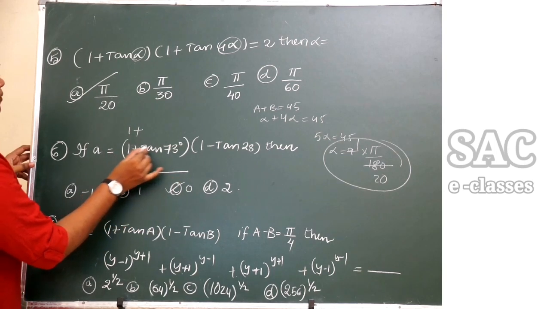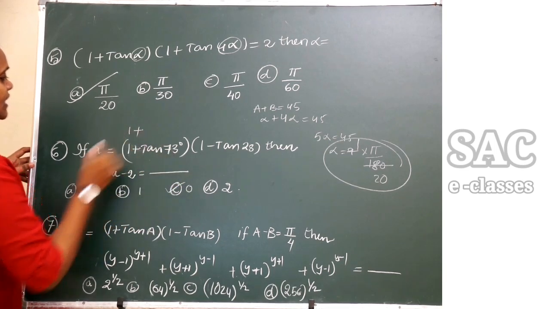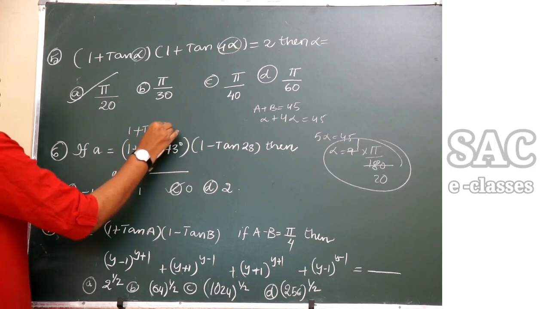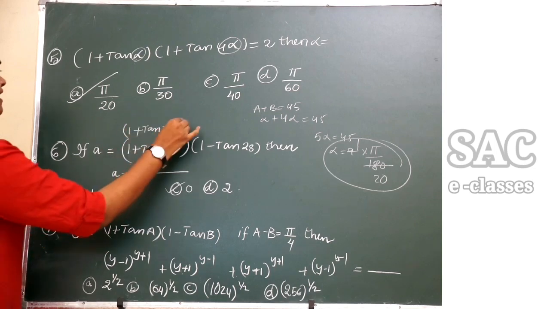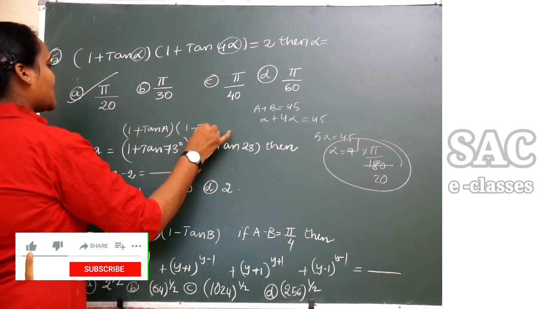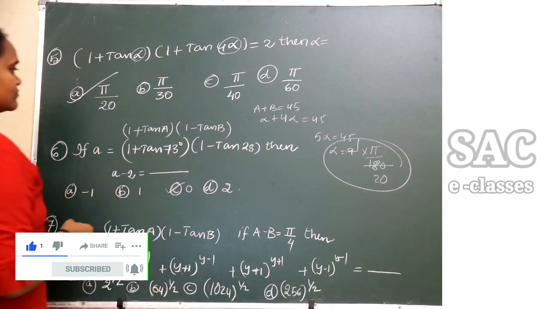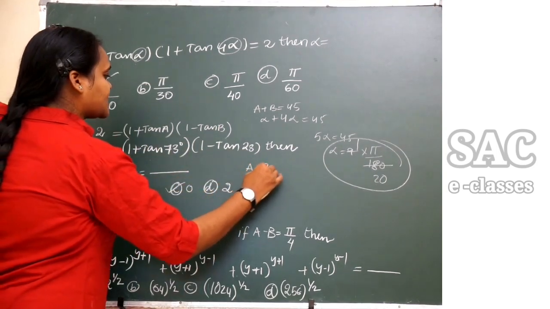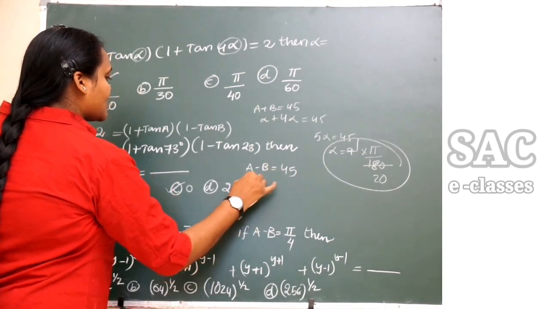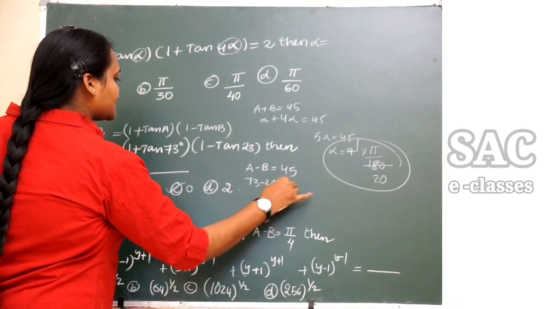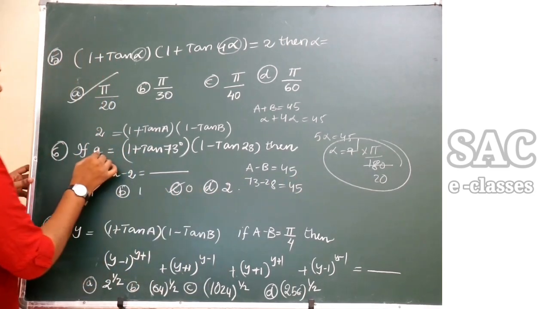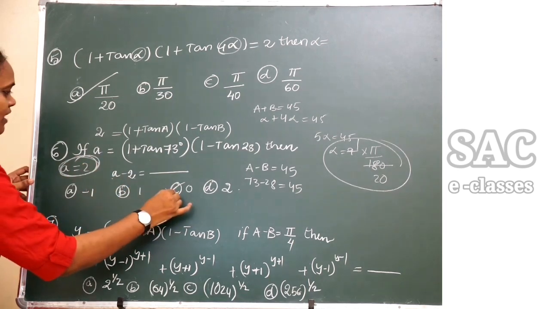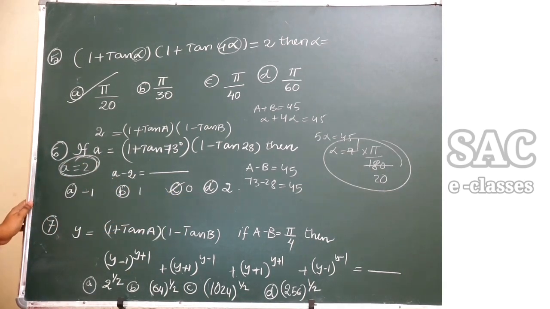In what way is 1 plus tan 73. Do you know what is its value? That means we don't know, but can you express it as 1 plus tan A into 1 minus tan B? Yes. Which value will be 2 whenever A minus B is equal to 45. 73 minus 28. Yes, it is 45. So its value is what? A value is 2. A minus 2 is what? 0. In that way we have solved.